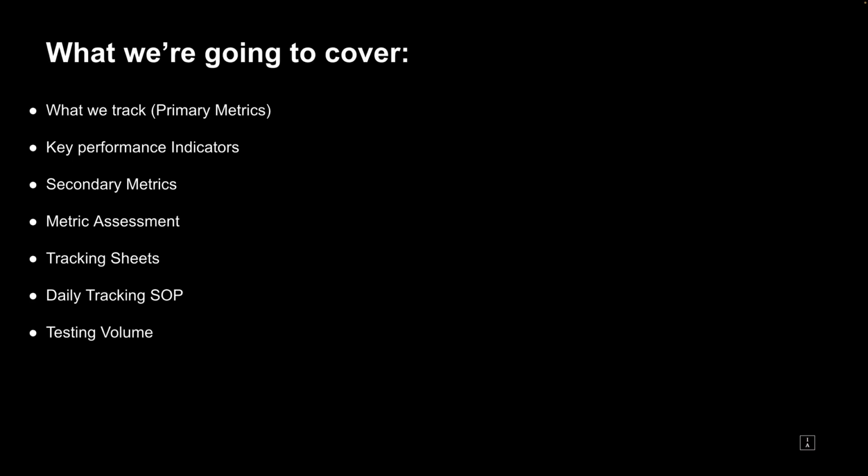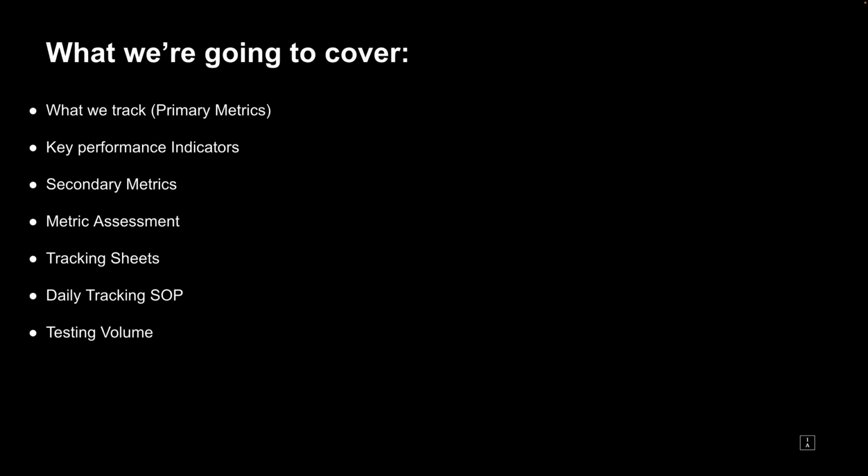So without further ado, here's what we're going to cover. We're going to start with what we track, and this is primary metrics. There's 4 main metrics that are going to go into this system, and we're going to break down exactly what they are and what contributes to them. Next, we're going to go over key performance indicators, but we will refer to them throughout this video as KPIs. These are minimum standards for the metrics that we will hold our system accountable to. Next, we have secondary metrics. These are the metrics, aside from the big 4, that we can use to iterate our system effectively.